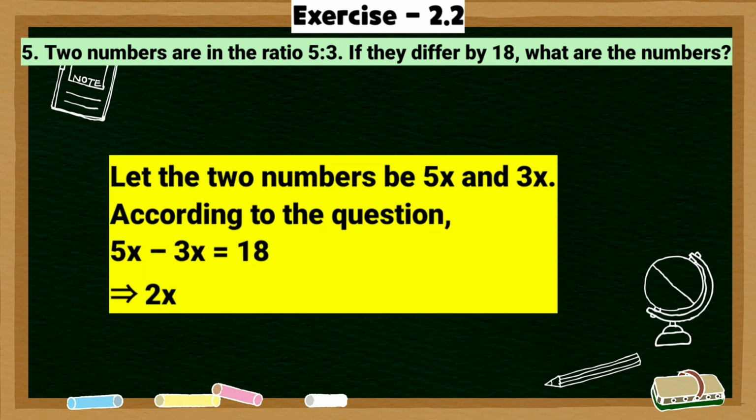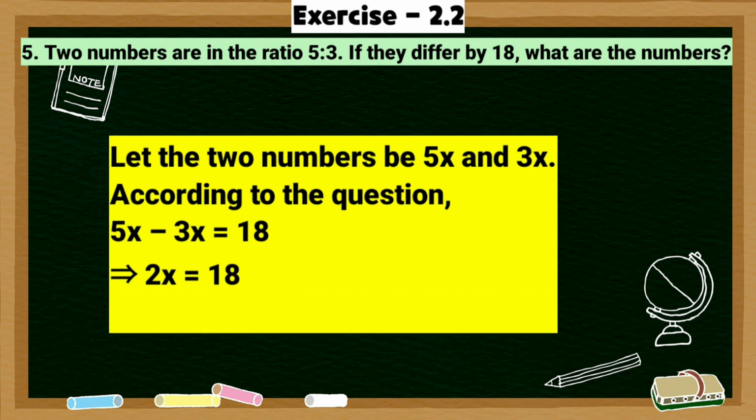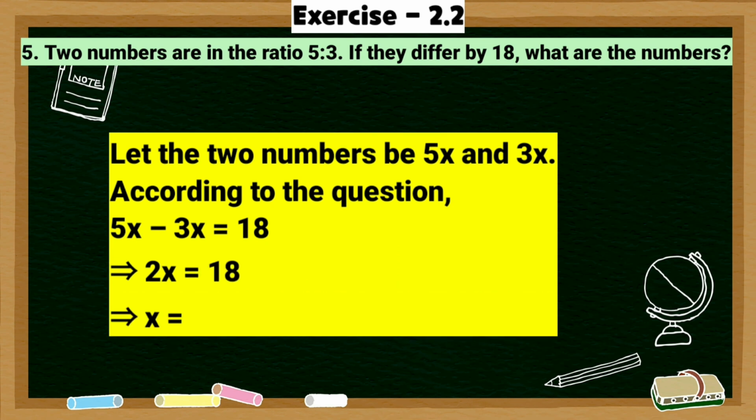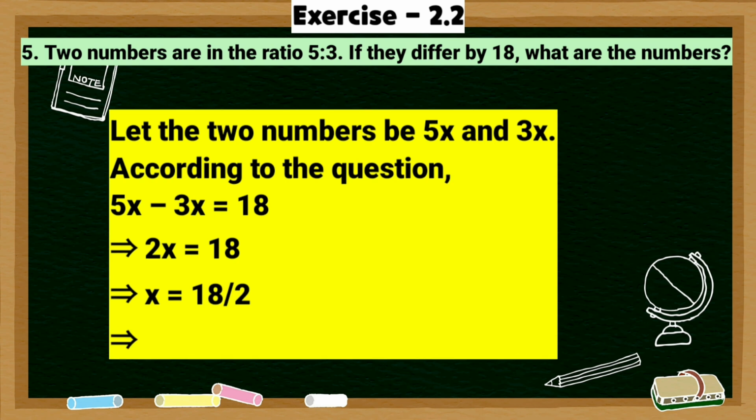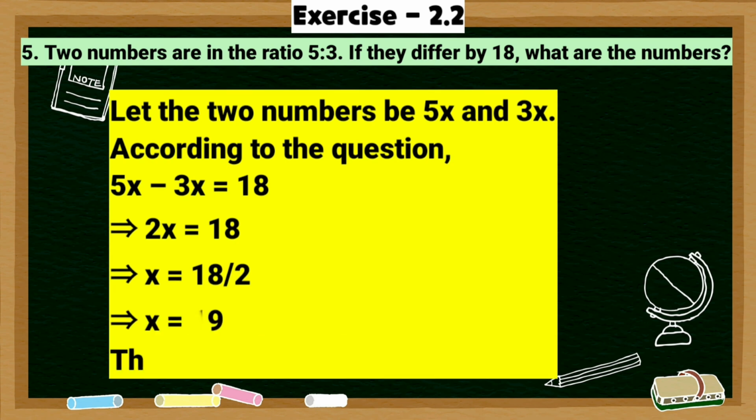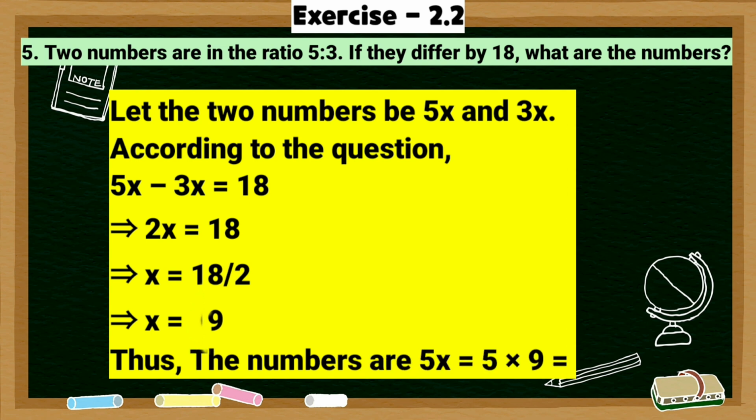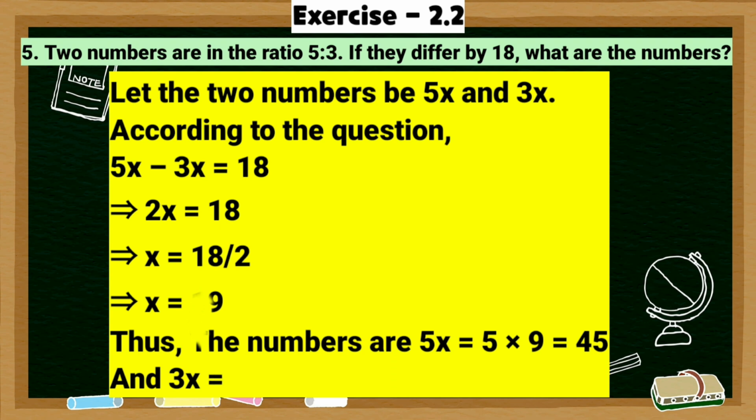On solving, we get that 2x is equal to 18. So, x will be equal to 18 divided by 2, that is equal to 9. Thus, the numbers are 5x is equal to 5 into 9, that is equal to 45, and 3x is equal to 3 multiplied by 9, that is equal to 27.